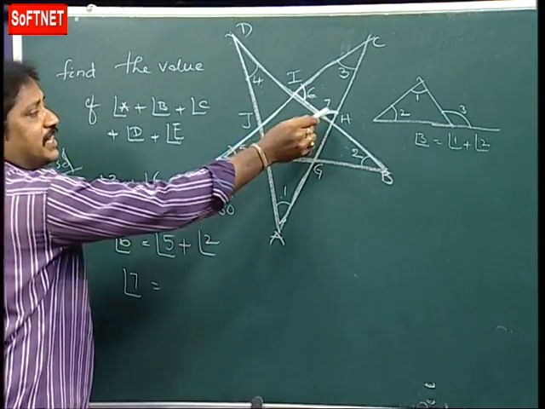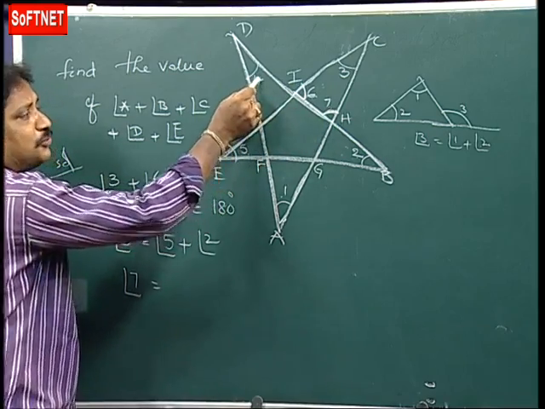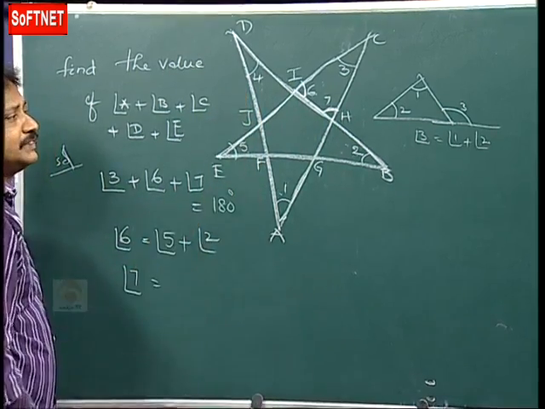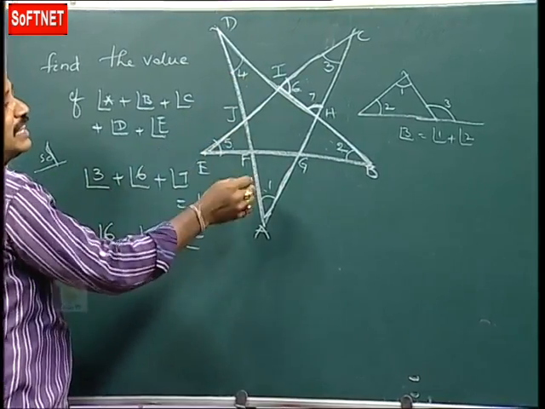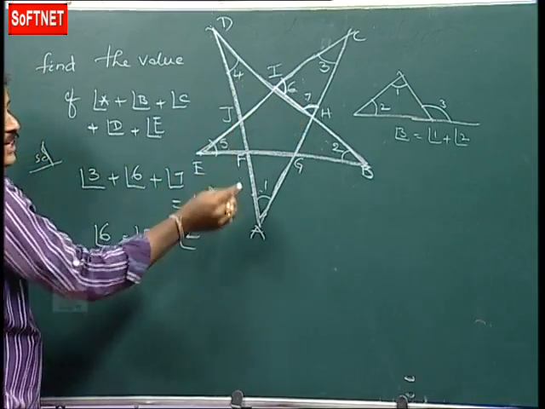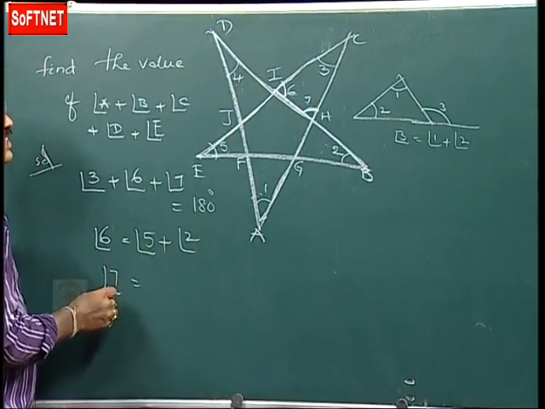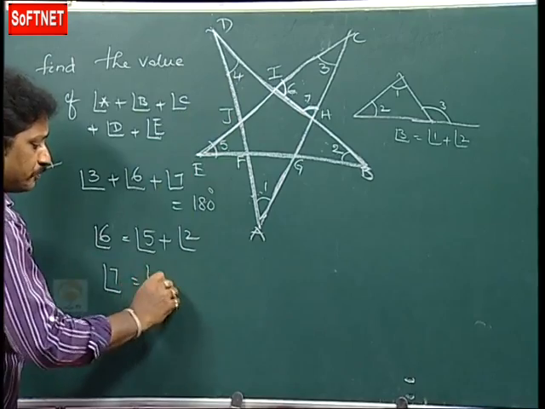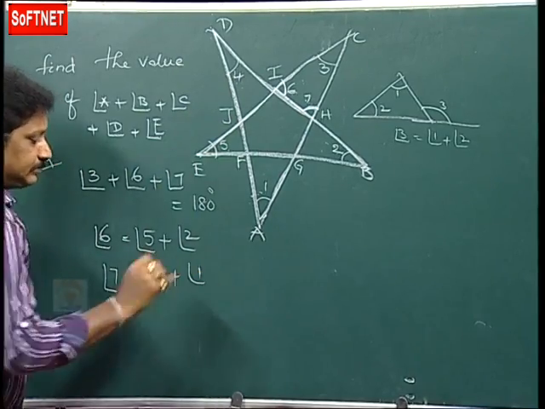And what are its interior opposite angles? Angle 4 and angle 1. So angle 4 and angle 1 are the interior opposite angles. So the relation between angle 7, angle 4 and angle 1 is angle 7 equals angle 4 plus angle 1.